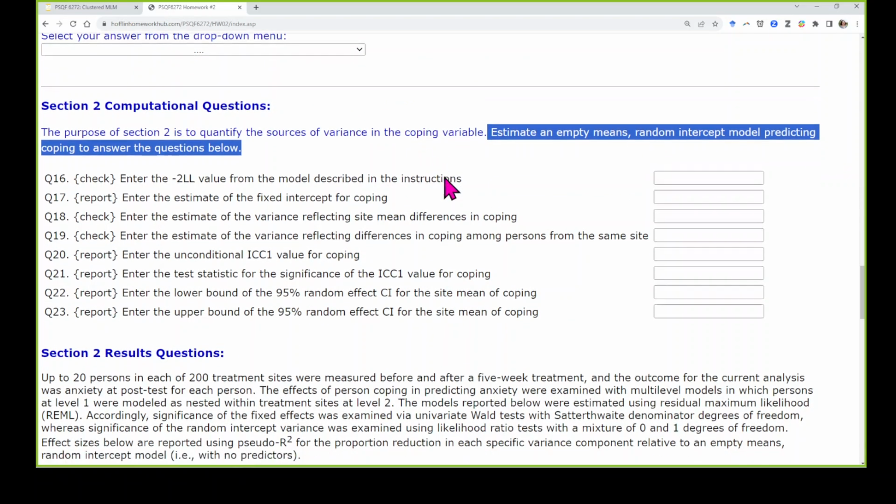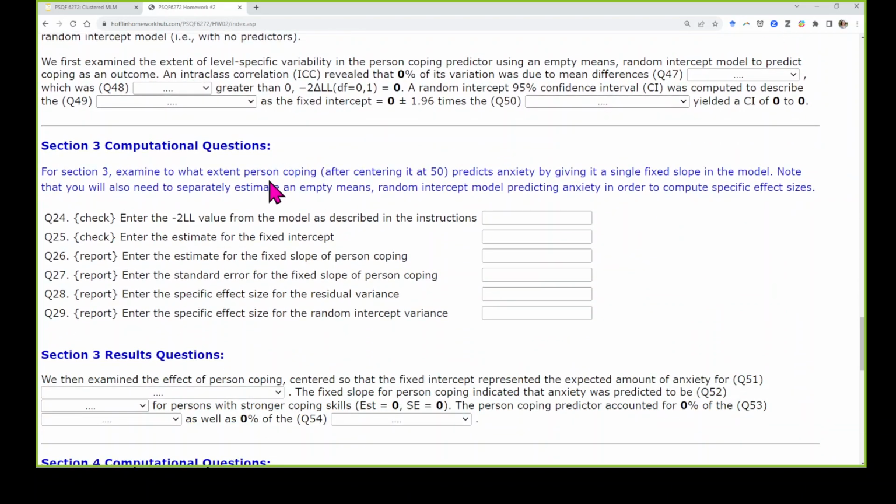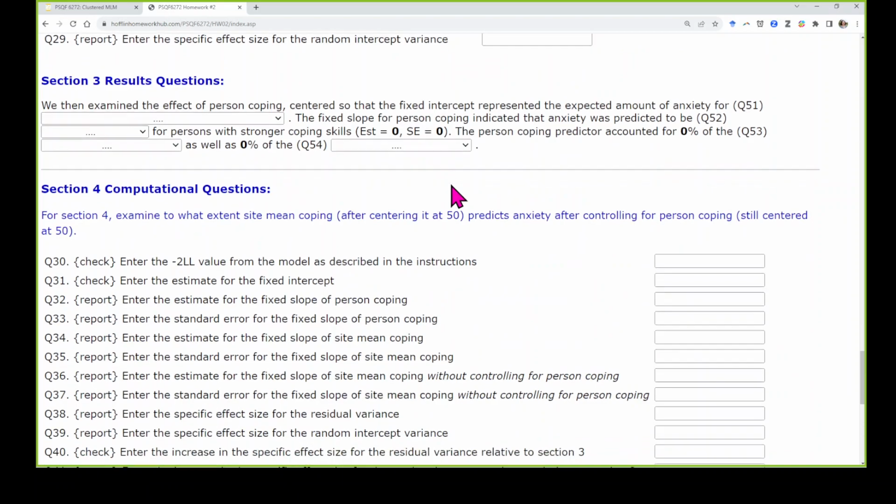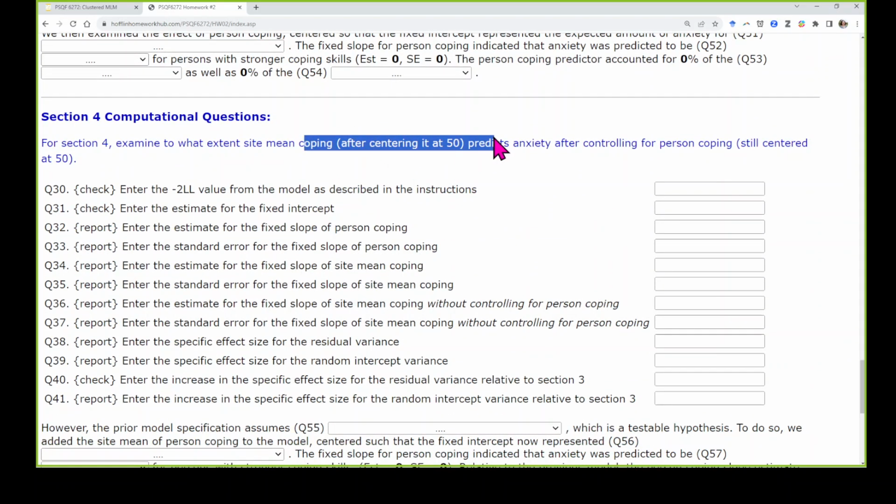So for section 2, it's an empty model, for example. Section 3 is asking you to center person coping at 50. And section 4 is asking you to center site mean coping at 50 after controlling for person coping, still centered at 50. So that should hopefully get you in the right spot, and then you can use the examples to figure out what your code should look like. So if after 15 minutes you're stuck, rereading the instructions didn't help, then it's time to ask for help.